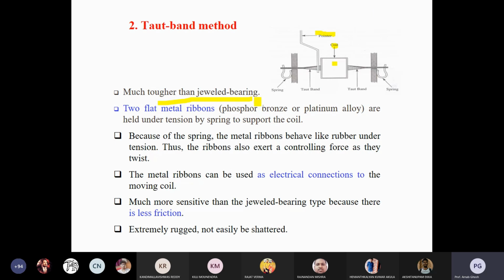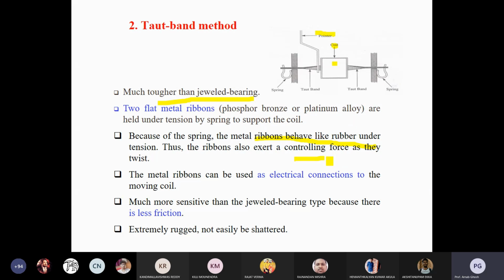Because of the spring, the metal ribbon revolves like a rubber band under tension. Thus the ribbon also exerts the controlling force as it twists. So how much value, you can easily find out. The metal ribbons can be used for the electrical connections to the moving coil. It is much more sensitive than the jewel bearing type, with less friction. That's why it is important.